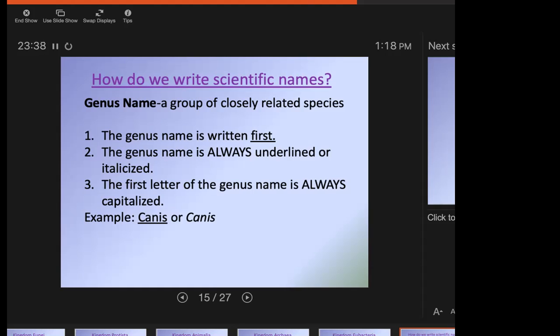Now, technically speaking, these names should always be italicized. We'll be using our iPads mostly. So if you see a name like this italicized, you can assume it's a scientific name. That's just how we distinguish it.